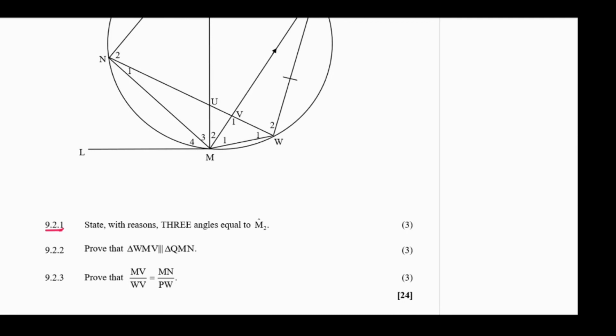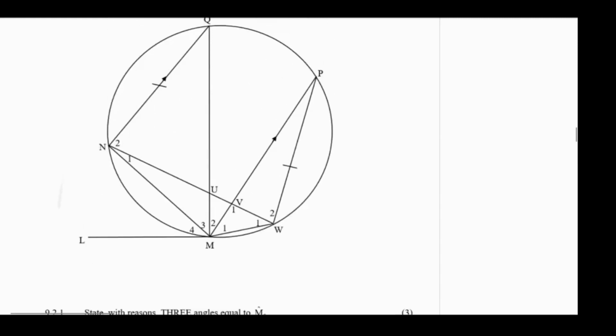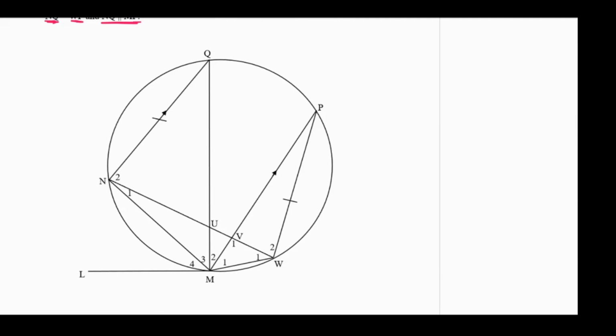So 9.2.1. Now we are asked to state with reasons 3 angles that are equal to M2. So we want 3 angles equal to M2. So this is M2, right? We want another angle that is equal to this M2. It is this angle here. So M2 is equal to angle Q, right? It's equal to this angle Q. So the reason for that is alternate angles equal.